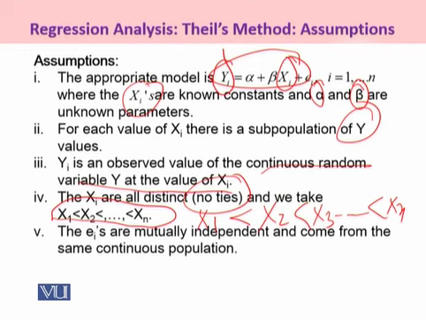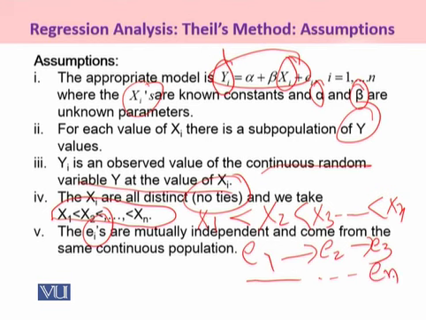And finally, as far as the errors are concerned, we consider that errors are mutually independent. That means e1 is independent of e2, e2 is independent of e3, and so on up to en. And we usually assume that these errors come from the same continuous population. So students, if these assumptions are met with your population, then we can make use of Thiel's method to estimate the slope of the line.